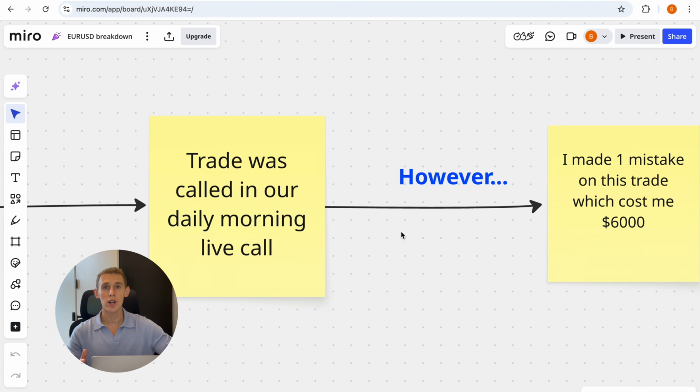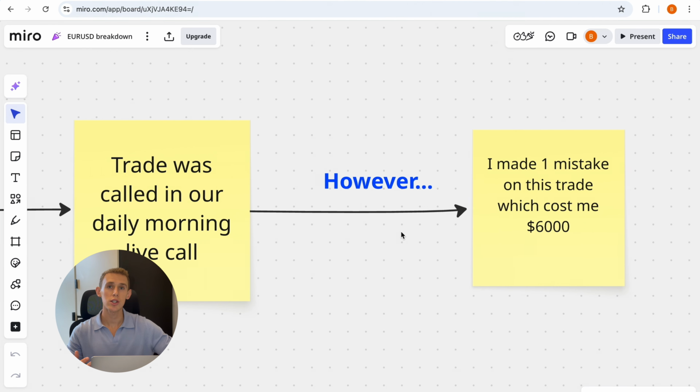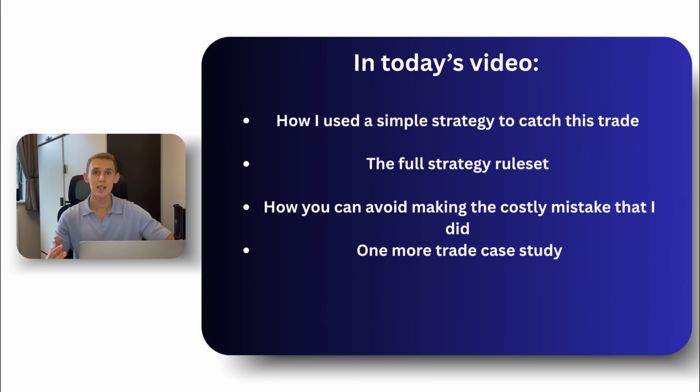However, on this trade, I made one mistake, which actually cost me $6,000. So in today's video, I'm not only going to be breaking down this trade because it was a perfect example of the system that I use, I'm also going to be giving you guys one more trade case study as well. And I'm going to be revealing how you can avoid the costly mistake that I made this week, which can hopefully save you guys a lot of money, right? So with that being said, let's dive right into the first trade breakdown.